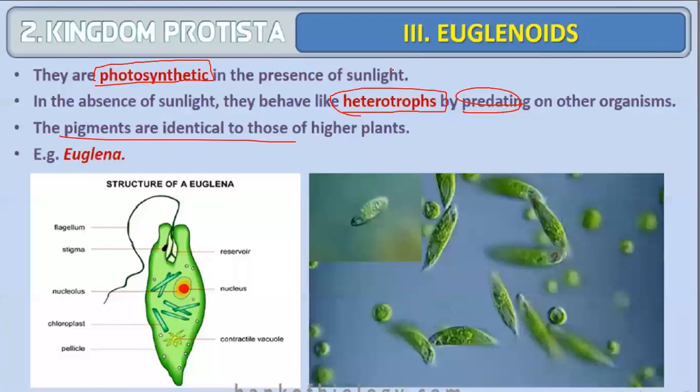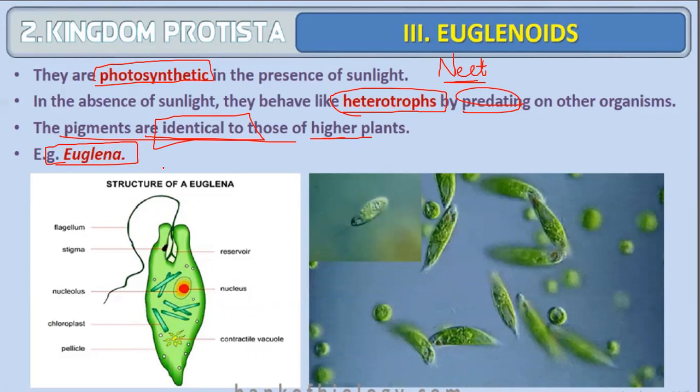Very important. This was a previous year NEET MCQ. These pigments are identical to those of higher plants. Example, Euglena. Euglena is an example of euglenoids. Okay, what was the first one?